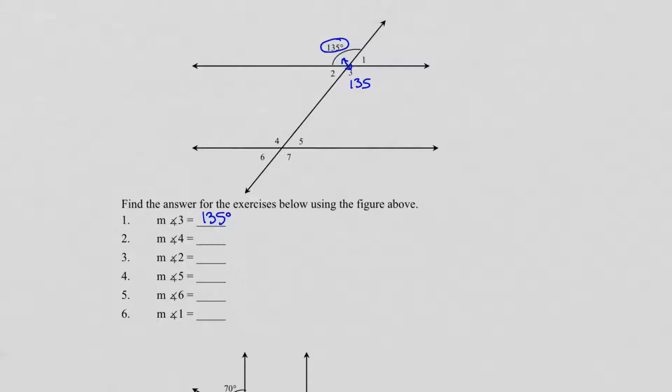Okay, the measure of angle 4. Well, those are alternate interior angles, so those are congruent. So this 135 is the same thing right here. Or we could actually say that this top left corresponds with this top left. So either way, it's going to be 135 as well.